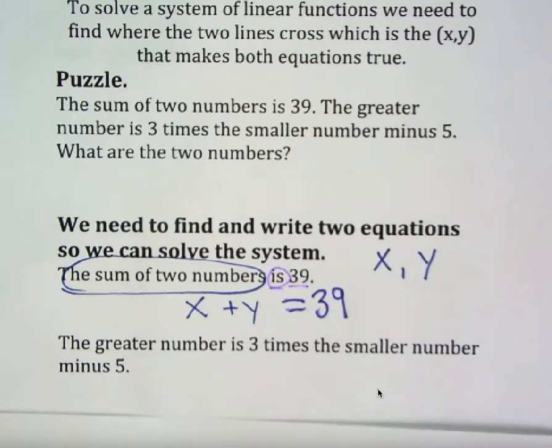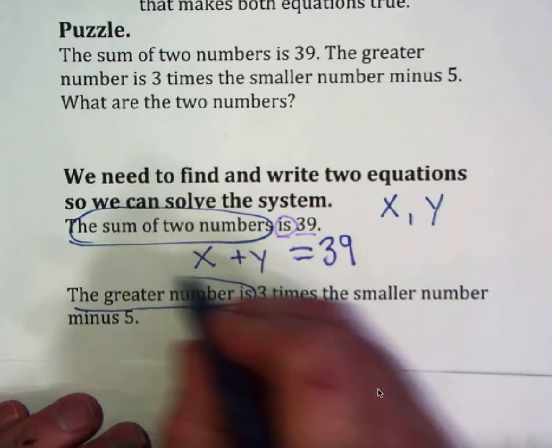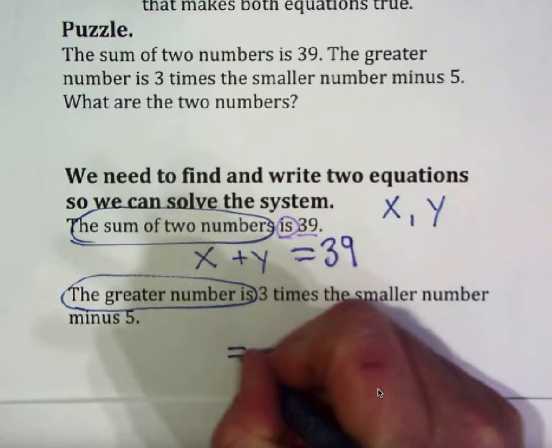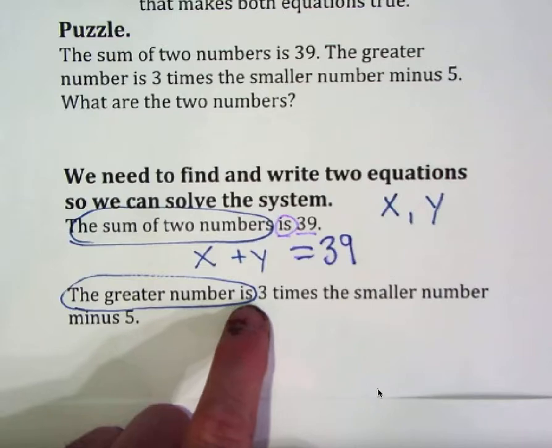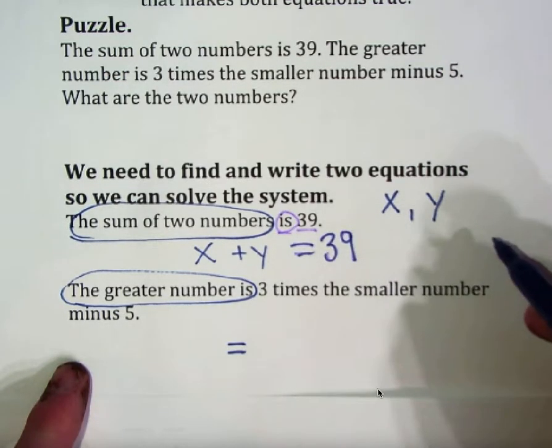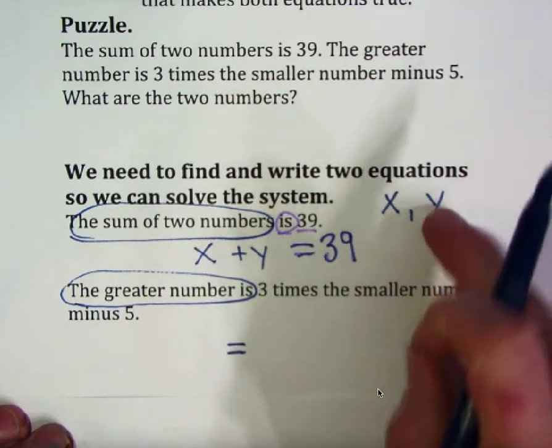All right, let's try to find the other equation in this system. The greater number is 3 times the smaller number minus 5. Well, it says the greater number is, so the "is" is kind of like an equal sign. Not every time. You have to read it carefully, but in this case it is. The greater number is equal to 3 times the smaller number minus 5. Well, we don't know which number is greater, x or y. You get to choose either. Isn't that great? Let's just call y the larger number.